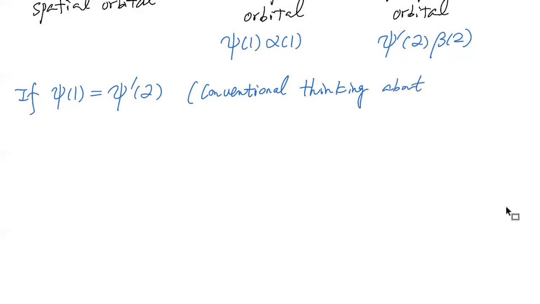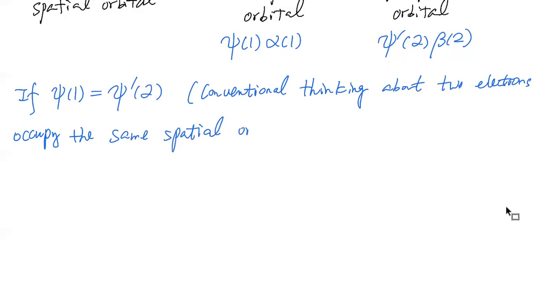About 2 electrons occupy the same spatial orbital. Right? This is the concept that we have had since freshman general chemistry. This is what we have. This actually is called the restricted formalism. The corresponding Slater determinant is called the restricted Slater determinant.